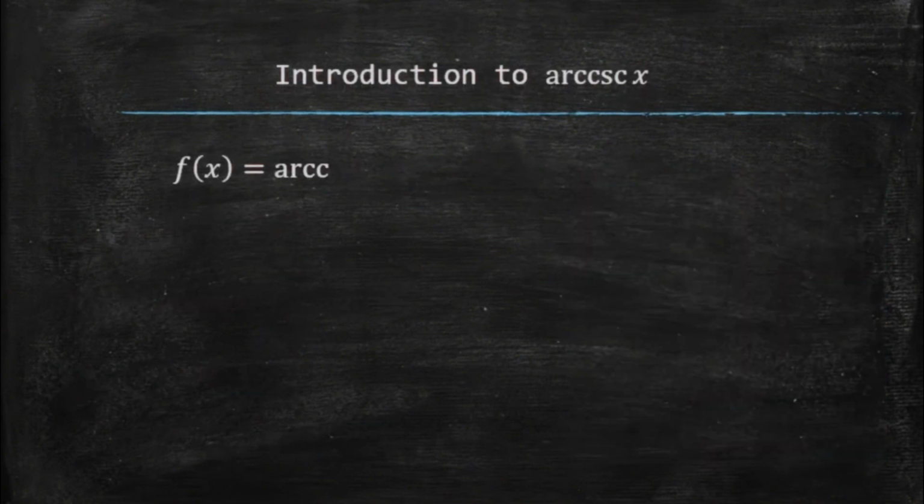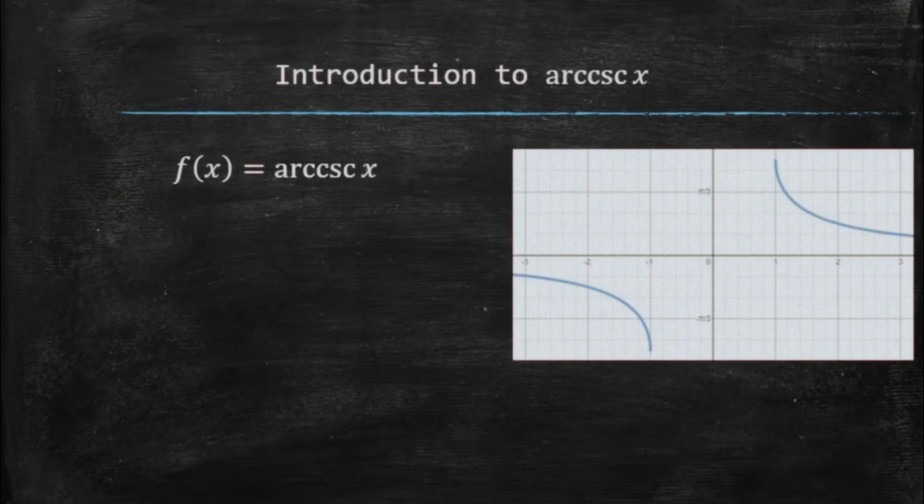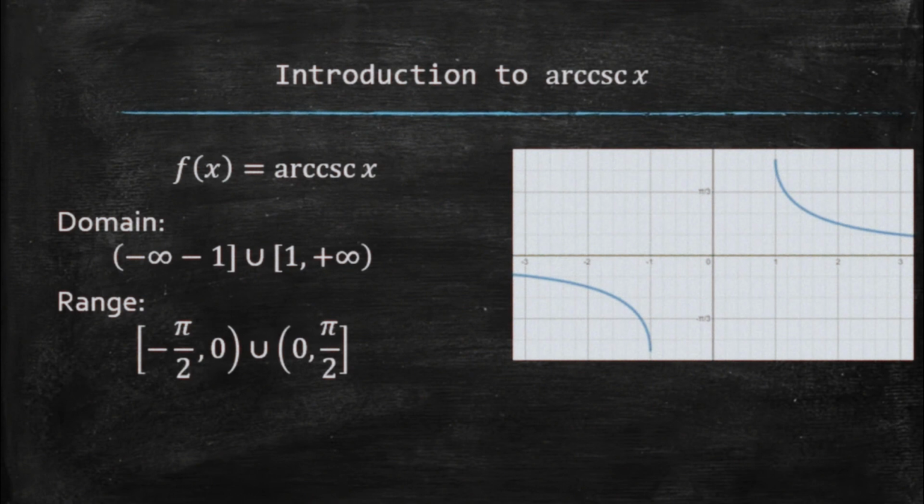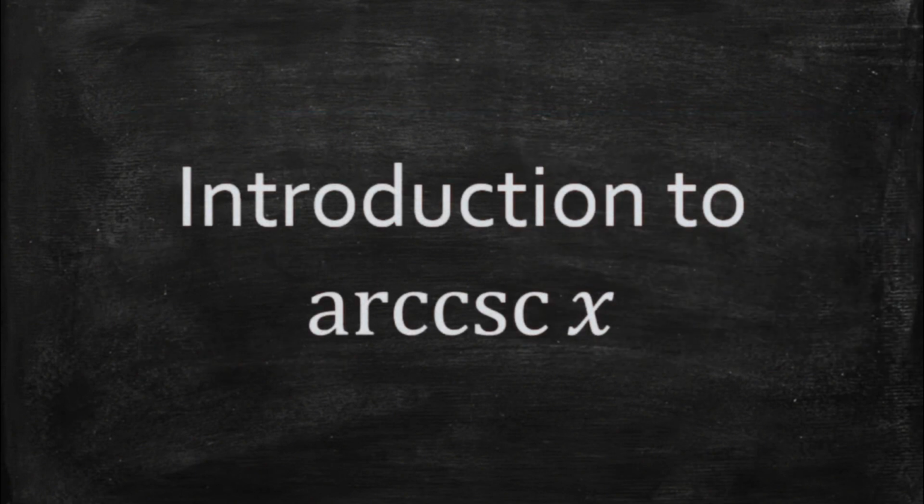Let's take a look at this new function and its graph. The domain of this function is all real numbers except the values between negative 1 and 1. The range of this function is the values between negative pi over 2 and pi over 2 except 0. We should be able to find the output of this function for any input in the domain using the graph or a calculator. We introduced a new function called the arccosecant of x and discussed some of its properties.